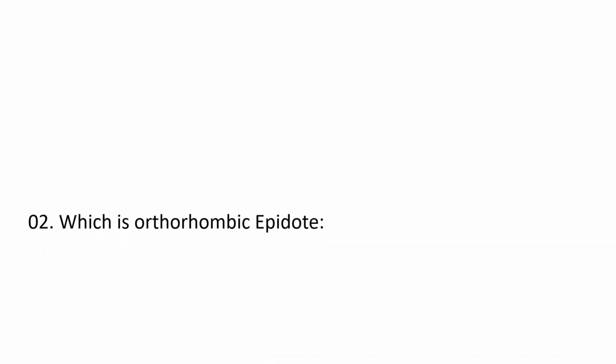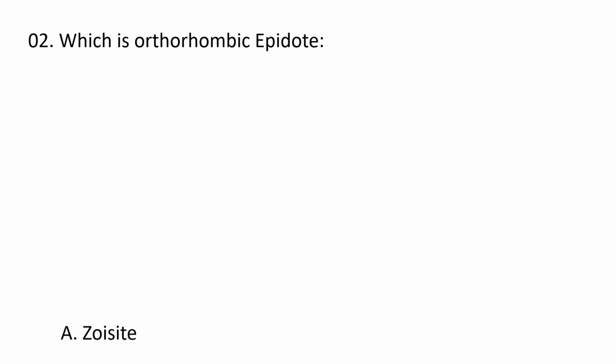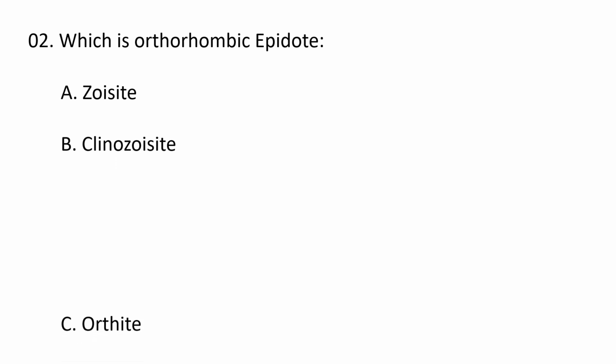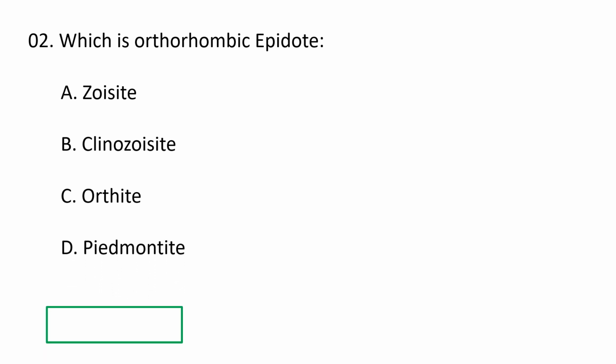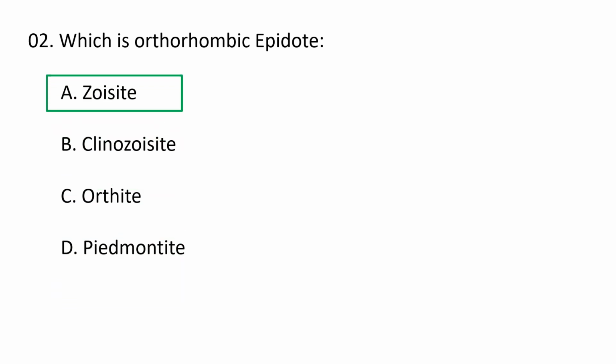Next question, which is orthorhombic epidote? The choices are A. Joisite, B. Clinozoisite, C. Orthite and D. Piedmontite. So orthorhombic epidote is joisite, whereas clinozoisite is a monoclinic system, orthite belongs to the triclinic system and piedmontite is monoclinic. So the orthorhombic epidote is joisite. A is the correct option.